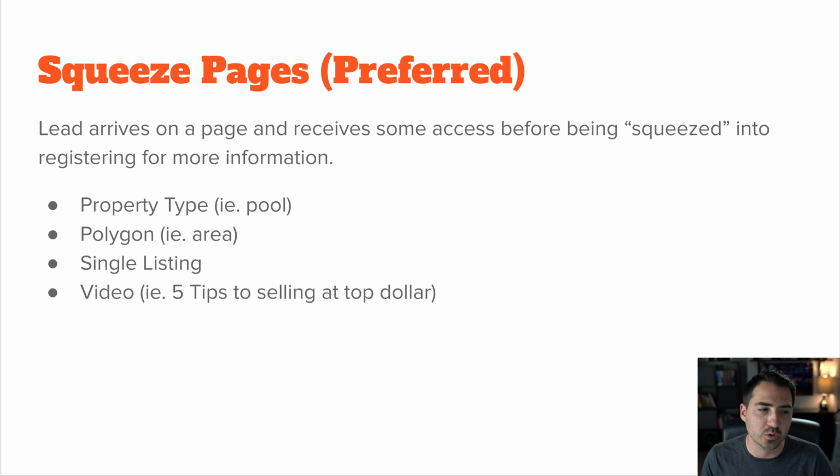And then you can also do a video one where you can give one tip, right? Maybe if it's for a seller, you can give them one tip on selling their home for top dollar, or a staging tip or something like that. But say, look, if you want my top 5 tips, you're going to need to register or give me at least your email address, so I can send you the video. That would be an example of a squeeze page. All right, so at least now you kind of know the differences between the two.